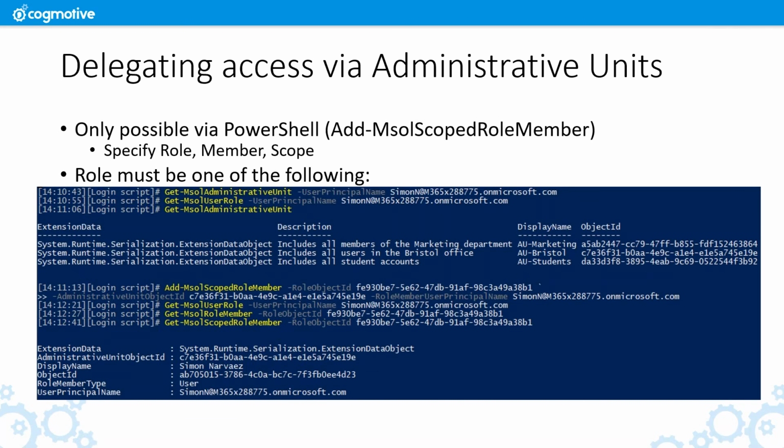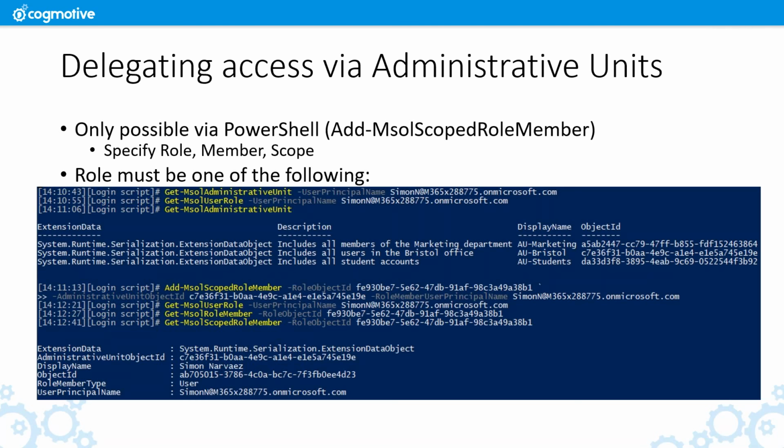So first of all, the first commandlet there will show you that currently this user is not a member of any administrative unit. So as I mentioned, this is not mandatory. The second commandlet shows you that this user currently is not a member of any of the built-in administrative roles in Office 365. And the next commandlet simply lists our currently created administrative units.